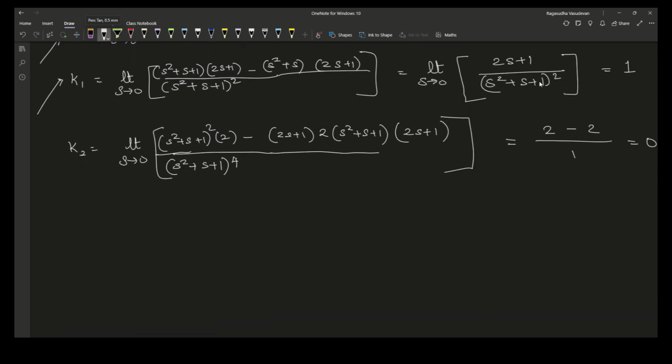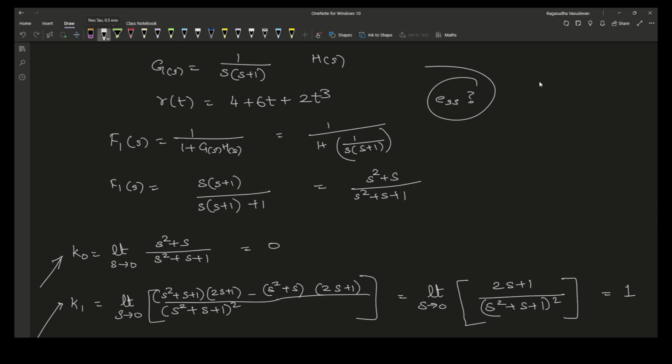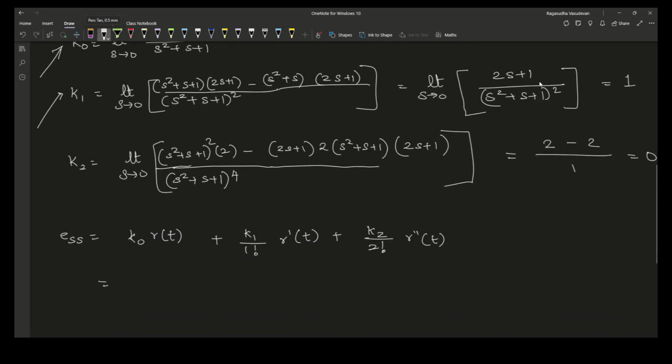Okay, so the steady state error ESS is equal to K0 into R of t plus K1 divided by 1 factorial into R dash of t plus K2 by 2 factorial into R double dash of t. So if you substitute, you will simply get, what is R of t? 4 plus 6t plus 2t cube. Okay, I'll just write it here.